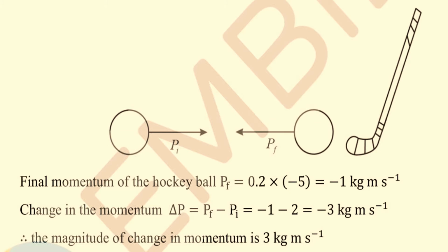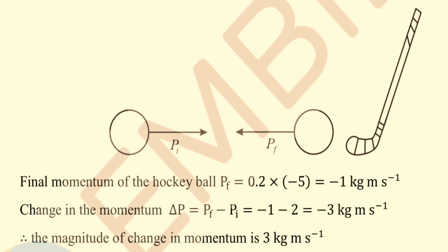Now we will calculate the final momentum of the hockey ball. Final momentum equals mass into final velocity. While substituting the values, you will get 0.2 into negative 5, that is equal to negative 1 kilogram meter per second. Change in momentum equals final momentum minus initial momentum. So final momentum, negative 1 minus 2, is equal to negative 3 kilogram meter per second. Therefore, the magnitude of change in momentum is 3 kilogram meter per second.